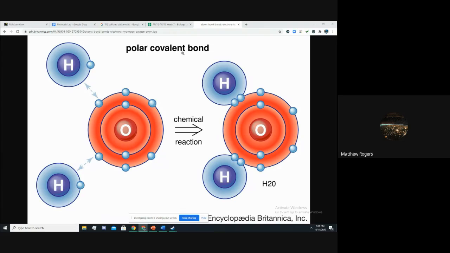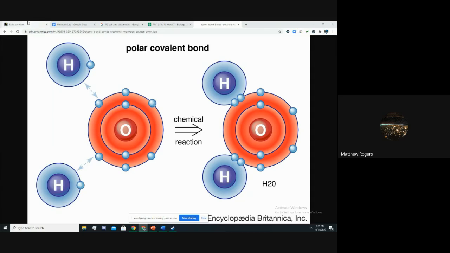And what covalent means is that they are sharing electrons. And so when there is a line between two atoms in chemistry or biology or physics, it means that they are sharing electrons. One's giving one electron, one's giving the other. And so here I have an oxygen and I have two hydrogens.